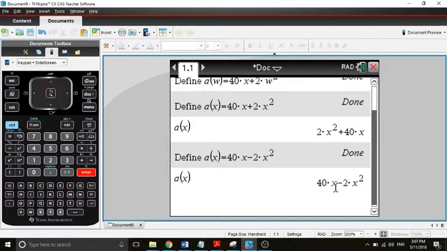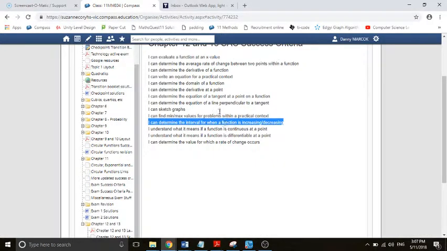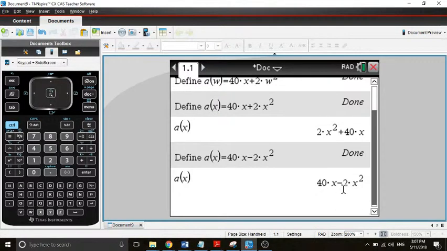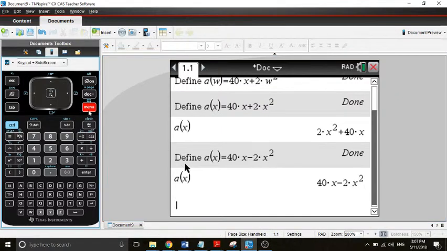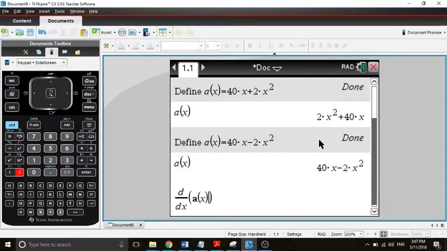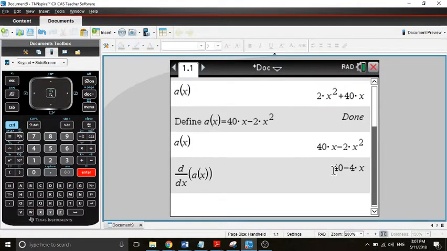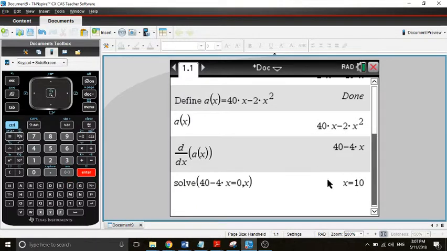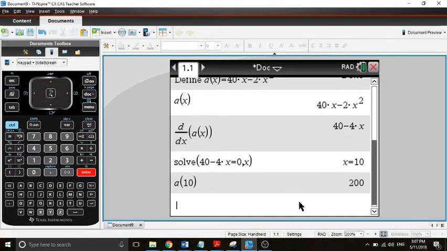Alright, so what we're going to try and do is find the maximum or minimum for this. Now I know that because we've got a negative x squared, it is going to create a negative parabola. So we're going to differentiate this. We say calculus, derivative, d/dx of A of x, and it tells us that. So we've got that derivative. Now we say solve that equals 0 for x. It tells us that the turning point is at x equals 10. Then you can say A of 10 is 200. So we'll say that our maximum happens at (10, 200).